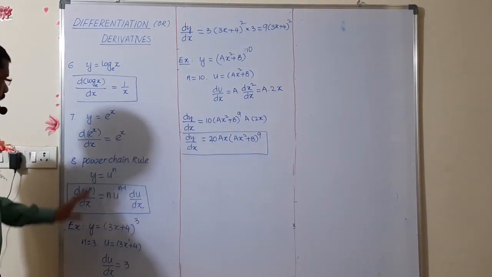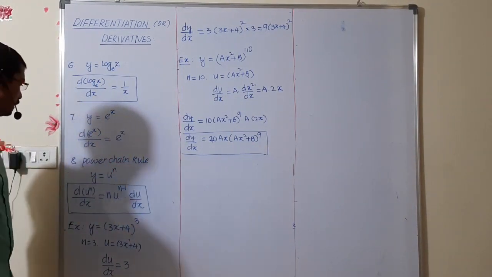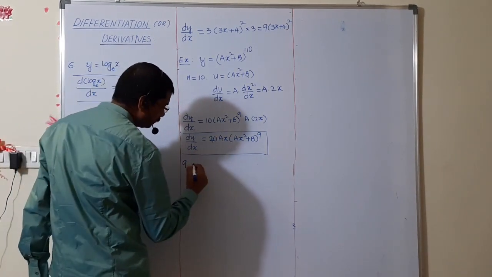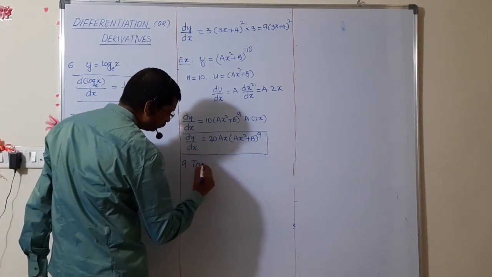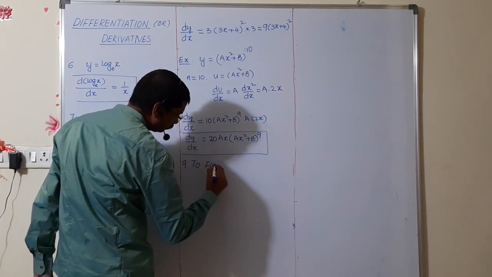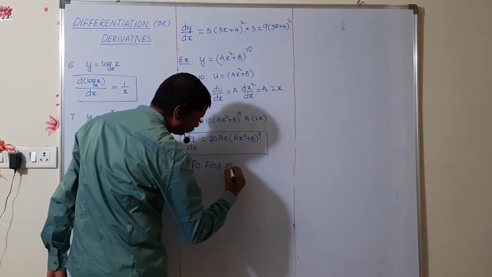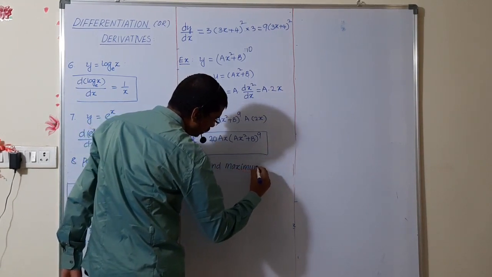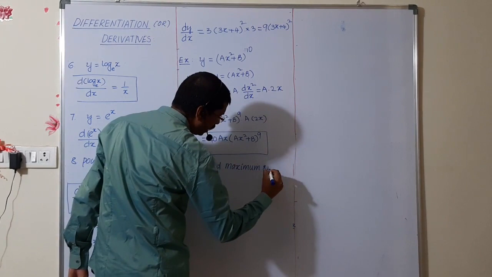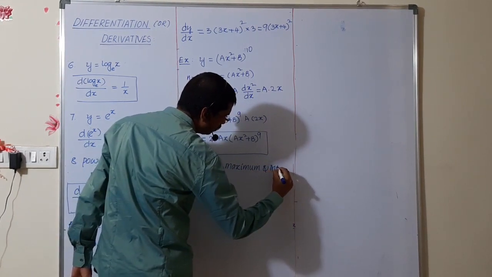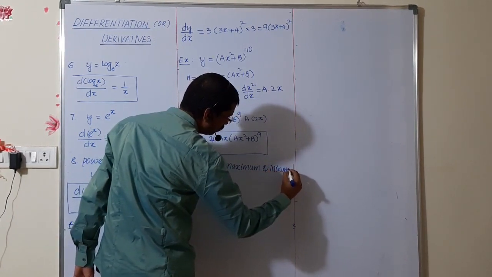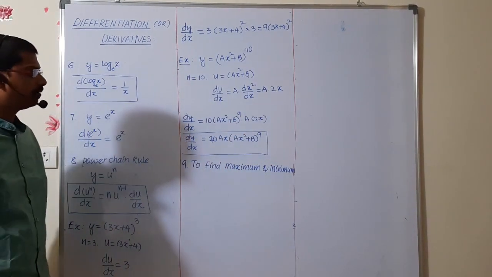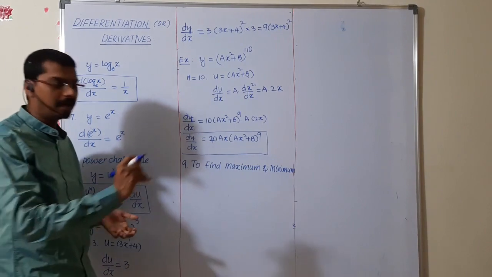Okay, this is the use of the power rule. Then the ninth one is very important. We can use it to find maximum and minimum value. Here the graph will show how to find the maximum and minimum.